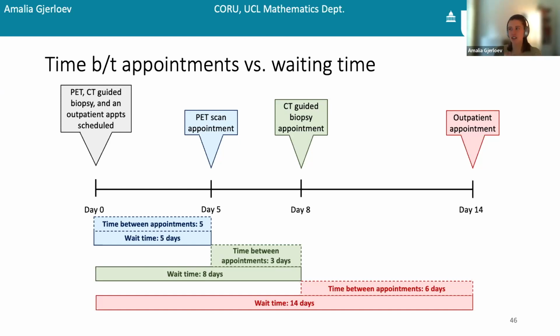And here is an example of a pathway characteristic that I hadn't included in the model because I didn't realize we were speaking two different languages. For example, on day 0, the clinician might say the patient needs a PET, a CT guided biopsy, and an outpatient appointment. Maybe the PET scan is scheduled for day 5, the CT guided biopsy for day 8, and the outpatient appointment for day 14. The time between appointments might be 3 days between the PET and the CT guided biopsy, but in reality, that patient waited 8 days for that CT guided biopsy.